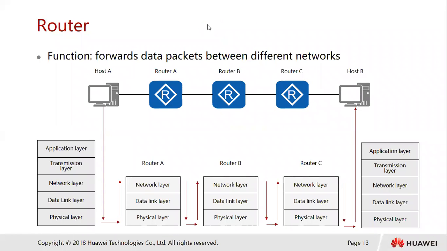From the switch, we move on now to what we call the router. The function of the router is to forward data packets between different networks. So here, I can say this is network 1, where we have host A, and then this is network 2. These are 2 different local area networks.